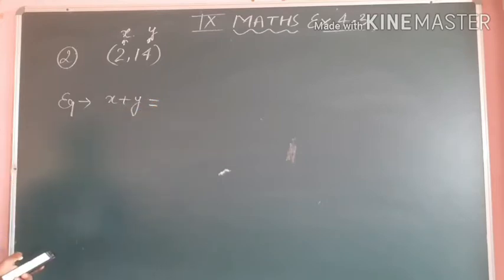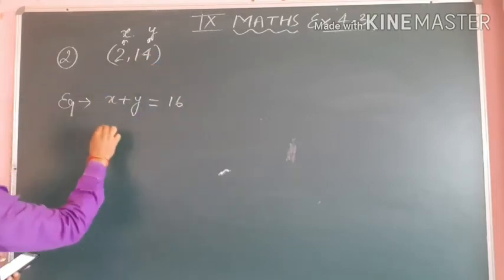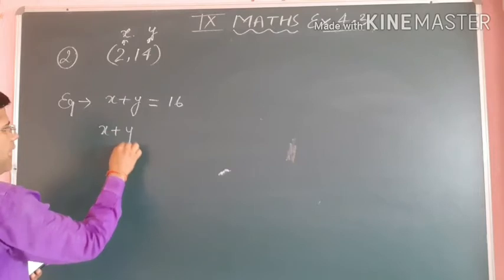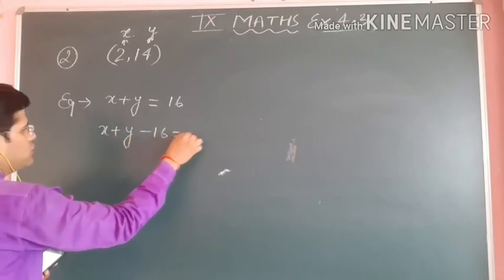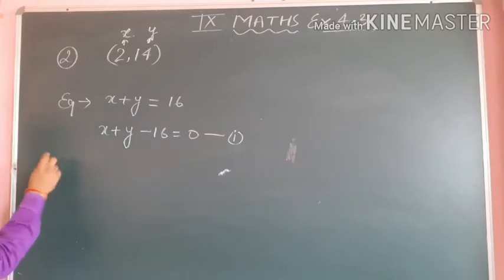So here, what is the value of x? The x value is 2 and the y value is 14. Doing the addition, we get 16. So transpose to the other side: x plus y minus 16 equal to 0. This one is the first equation which I have taught.